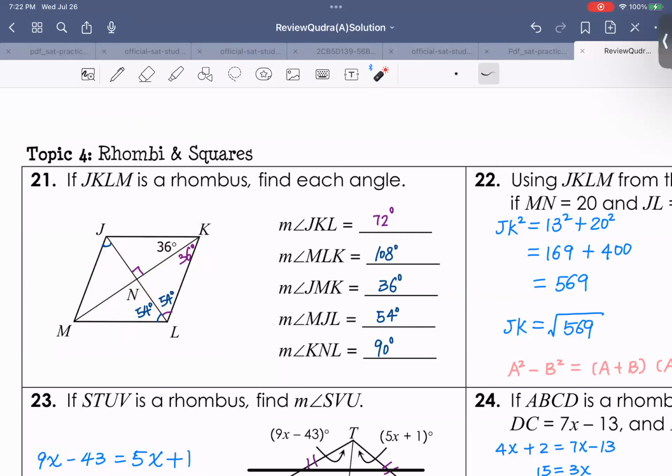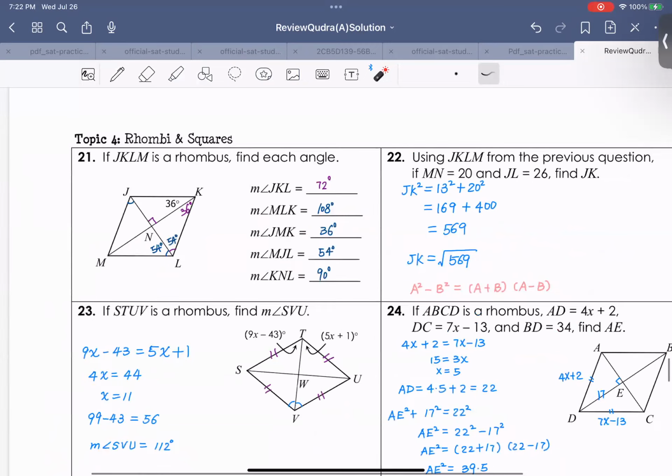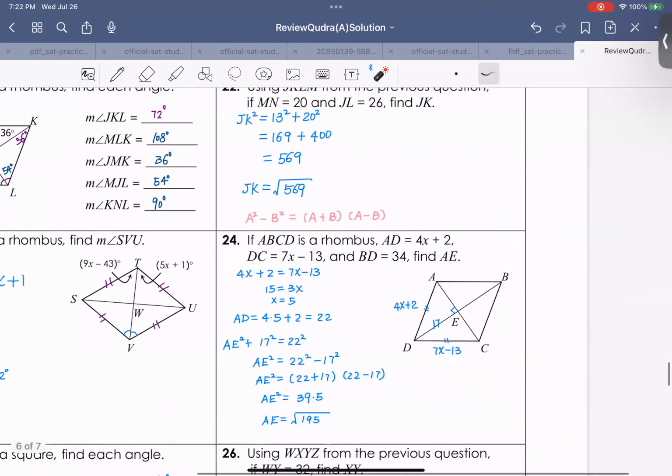The diagonals bisect each other. Yes, bisect. And also the diagonals are what? Perpendicular. Yes, perpendicular. Very good. And the opposite angles are equal, inherited from the parallelogram, but also the diagonal splits this angle into two equal pieces, correct? Yeah, good. Next one.